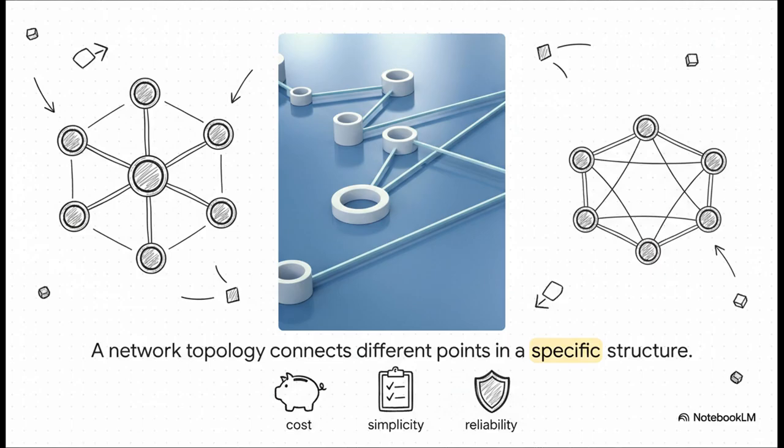Your decision here is a direct trade-off. Are you going to optimize for lower cost and simplicity with a hub-and-spoke model? Or are you going to invest in maximum reliability and business continuity with a mesh network? There's no single right answer. It really comes down to what your business can't afford to lose: money or connectivity.